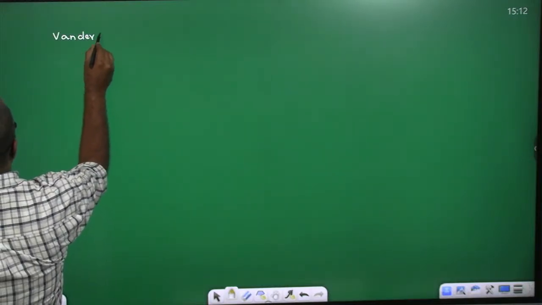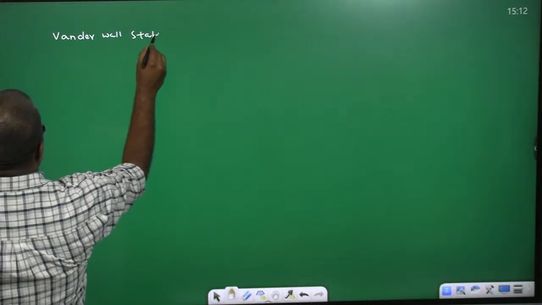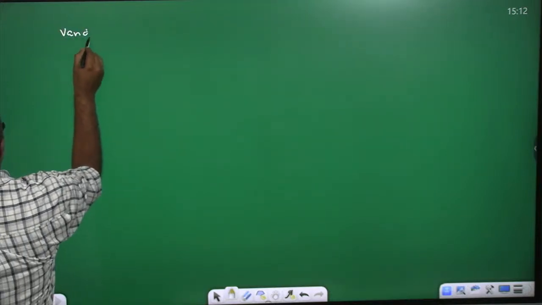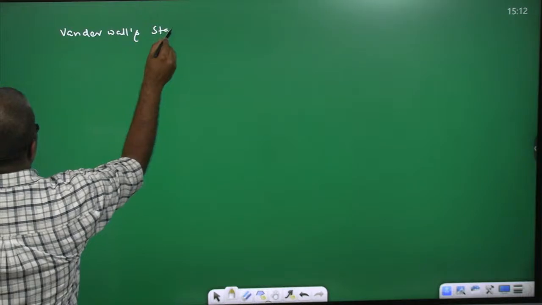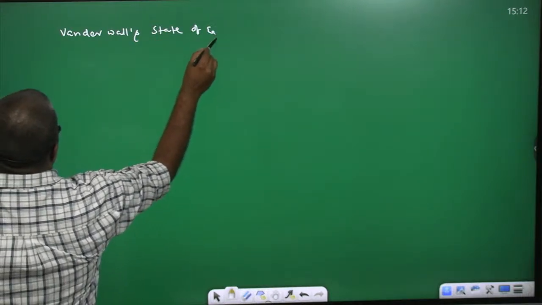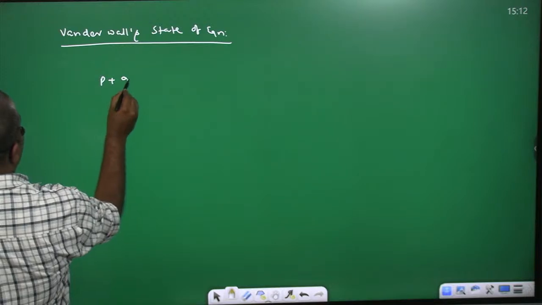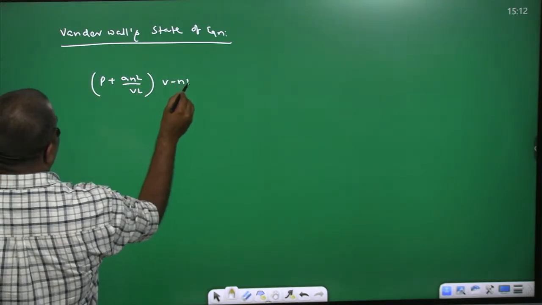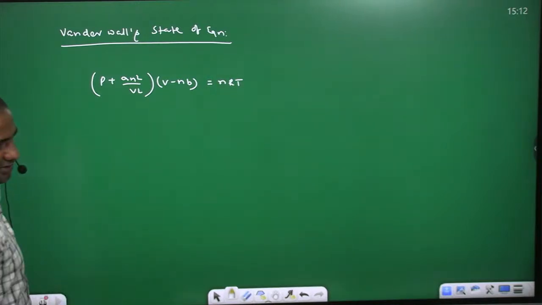Van der Waals equation of state. What is van der Waals equation of state? That is P plus a n square by V square into V minus nb equal to nRT. This is for real gases.